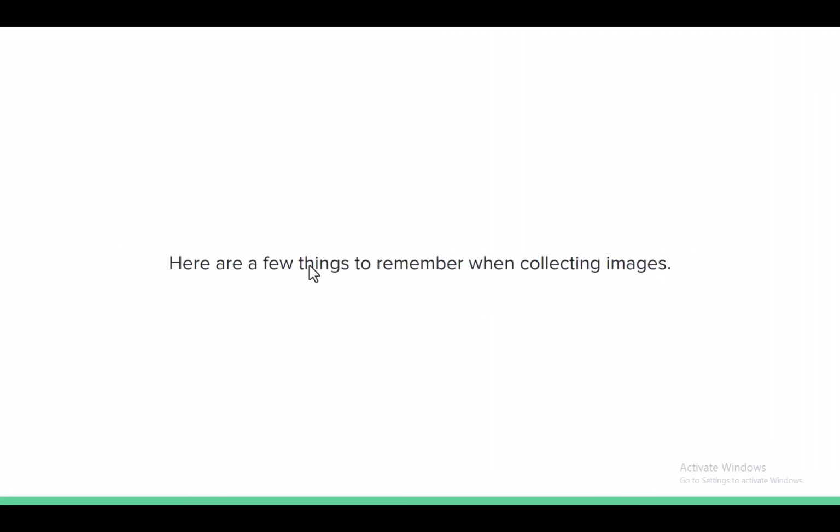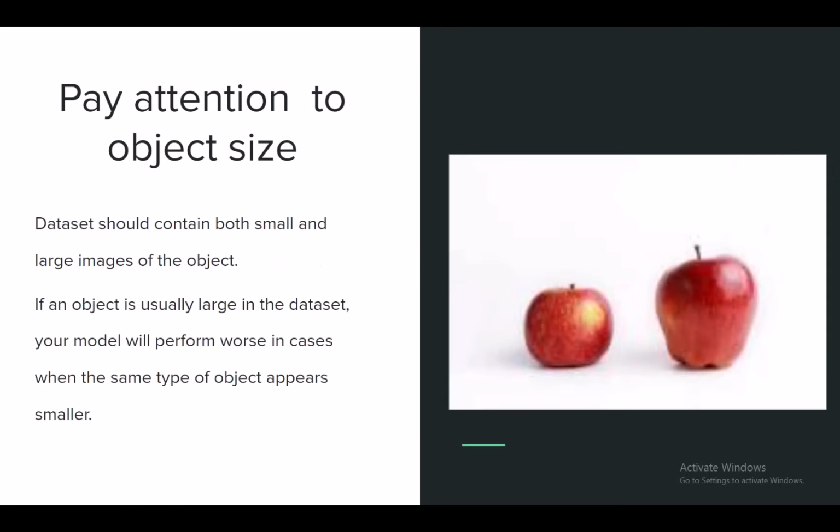And now let's look at a few things to remember when collecting images for your dataset. The first one is that you should pay attention to the object size. If you are collecting a dataset for training an image classification model, then you should make sure that the images which you are collecting contain the object both in small and larger size. The reason is, if the object is usually large in the dataset, then your model will perform worse in cases when the same type of object appears smaller.